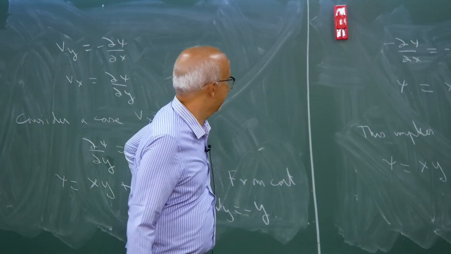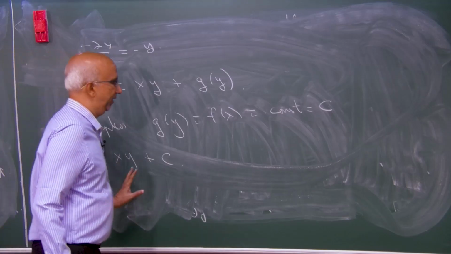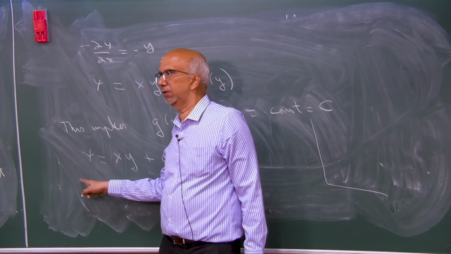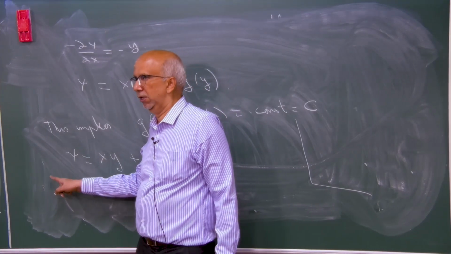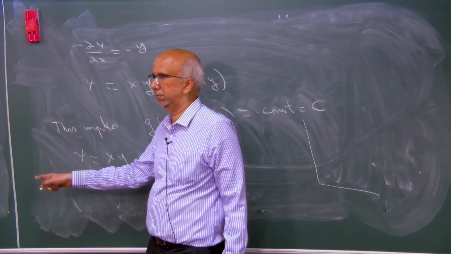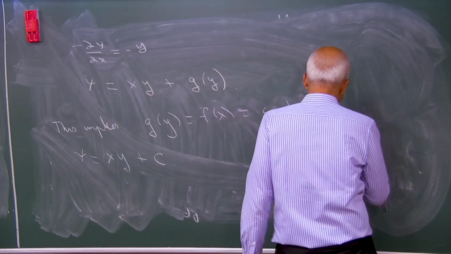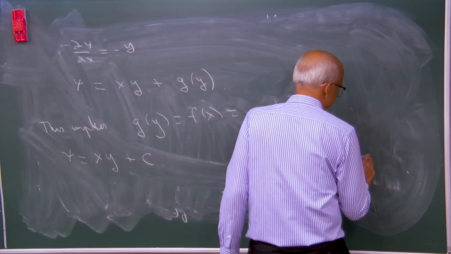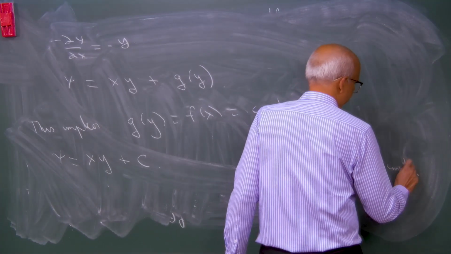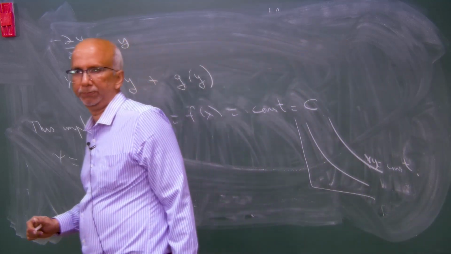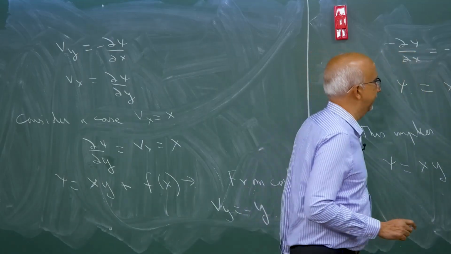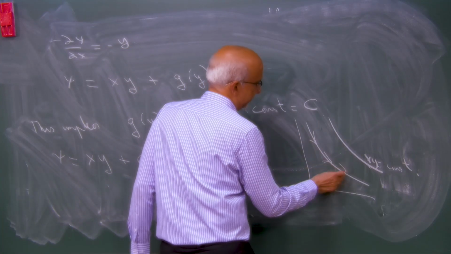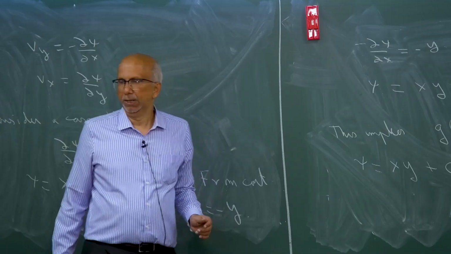The point is, if you were to draw these curves, the streamlines are the curves on which psi is constant. So you will get xy equal to constant. Okay. So these are basically your hyperbolas, rectangular hyperbolas. These are xy equal to constant. So this particular flow field is going to be of this kind. Vx is positive, Vy is negative. The velocities are going to be like this. This is what we saw last time.